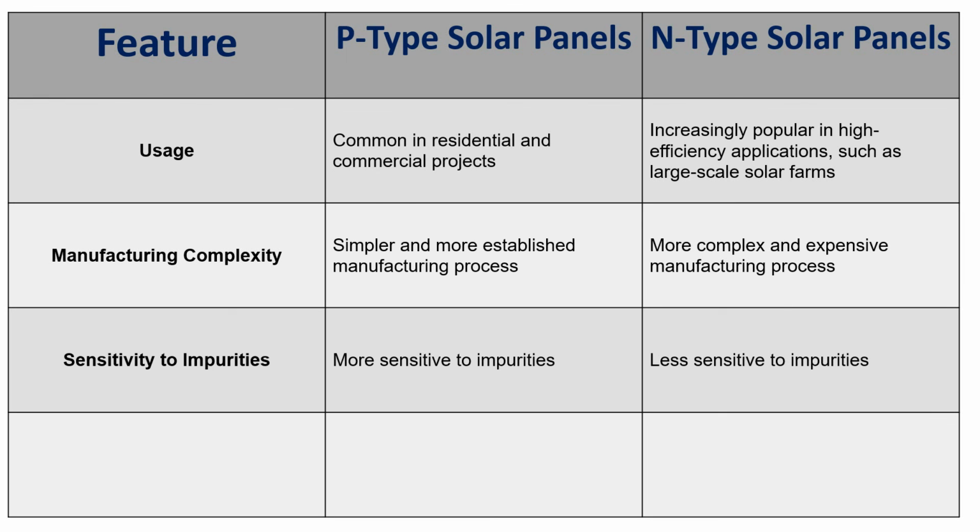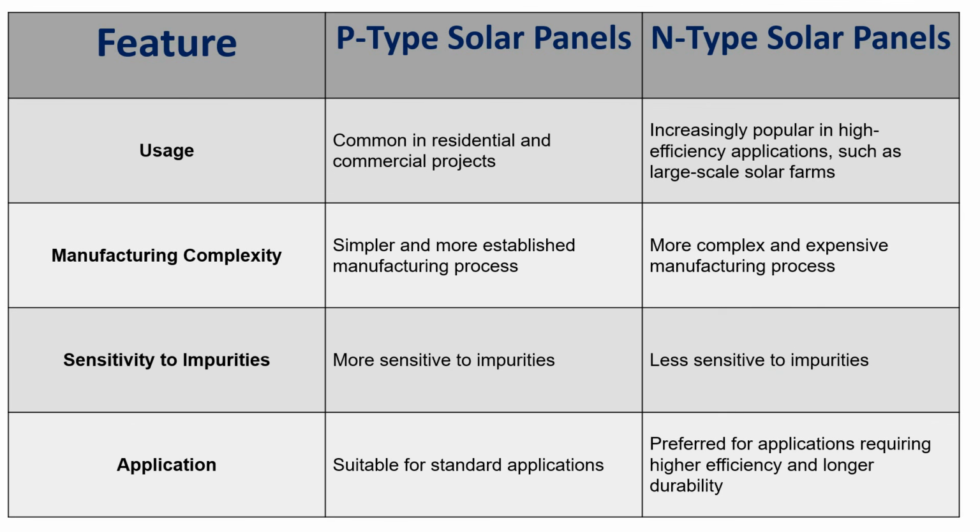And if you see the sensitivity to impurities, if we have any dust particles or impurities on our solar panels, P-type is more sensitive to that. When coming to N-type, it is less sensitive. More sensitive means it does not withstand dust particles and impurities on our solar panels. But N-type will work normally even if we have impurities and dust particles. And coming to applications, P-type solar panels are suitable for standard applications. And N-type is preferred for applications requiring higher efficiency and longer durability. So these are the main features we can compare between P-type and N-type.